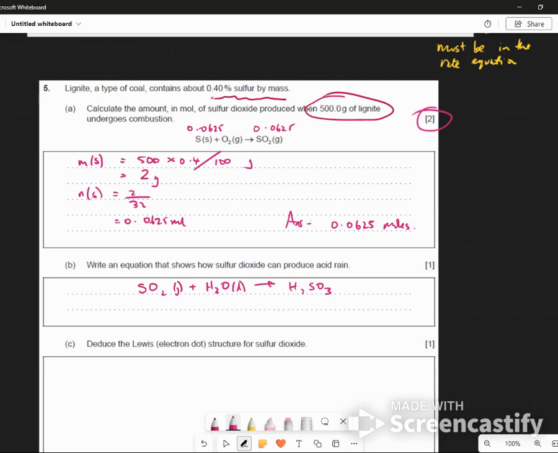Maybe you don't know it's not right. What is acid rain? Do you know what acid rain is? No? Acid rain is actually not sulfurous acid. It's sulfuric acid. To be honest with you, this would get you the mark. This would get you the mark.